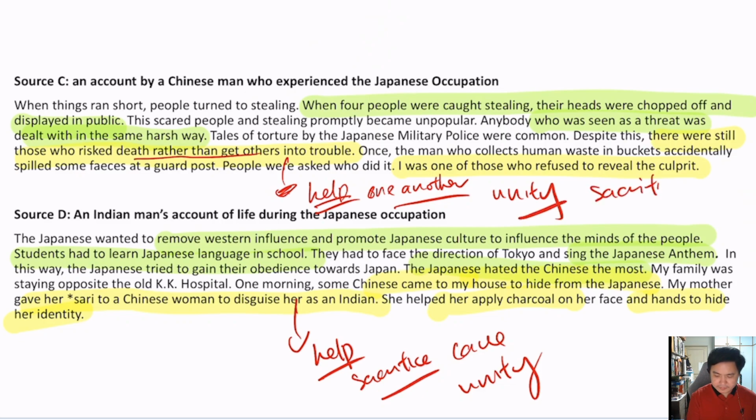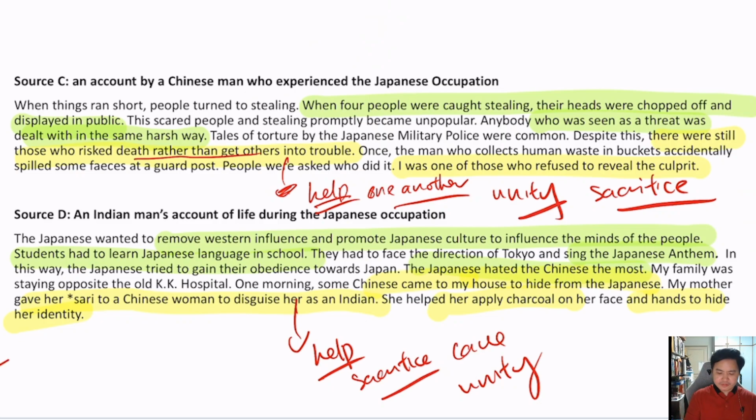Sacrifice, right? The locals helping one another. Unity, sacrifice. I see it in both sentences from source C. I also see it from source D. So there you have it. Look carefully. There will be a glaring similarity in your face. In this case, the similarity is that they care for one another. The locals are looking out for one another. And that is my topic. My topic is the relationship between the locals.